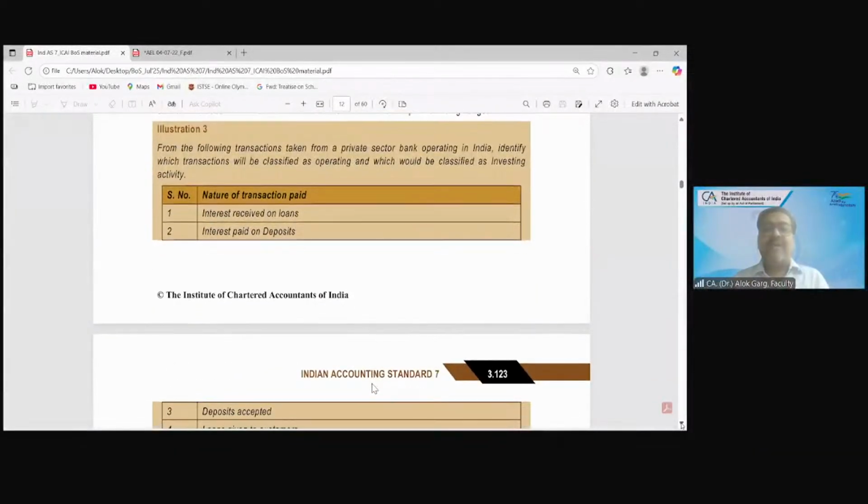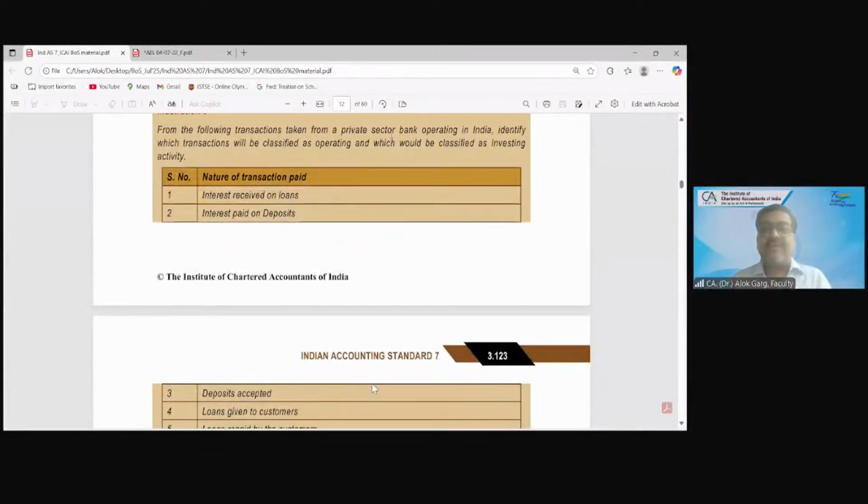From the following transactions taken from a private sector bank operating in India, identify which transaction will be classified as operating and which would be classified as investing activity. In this example, there is one important word in the first line. You know what is that important word? It is private sector bank. It is a bank.